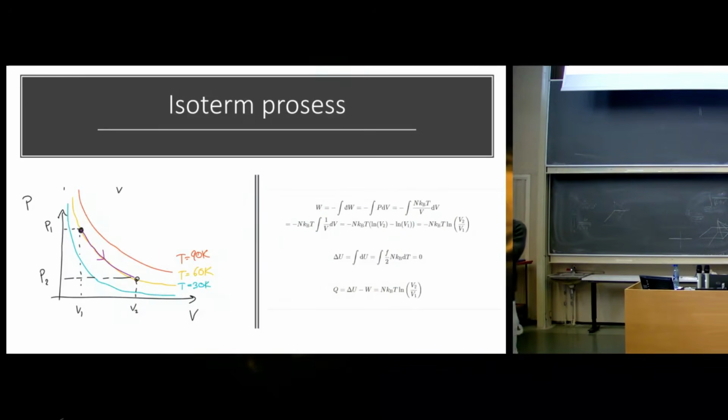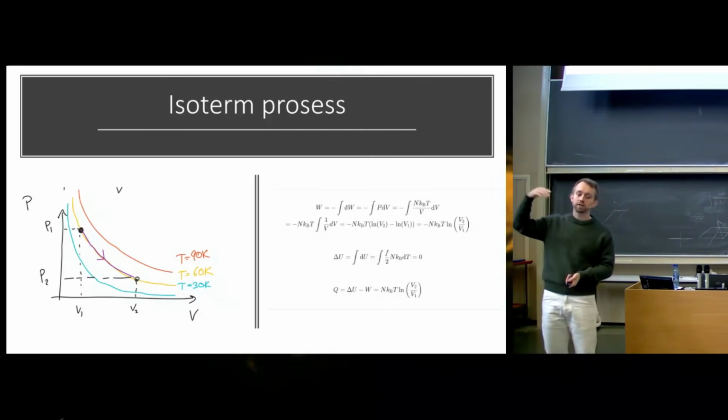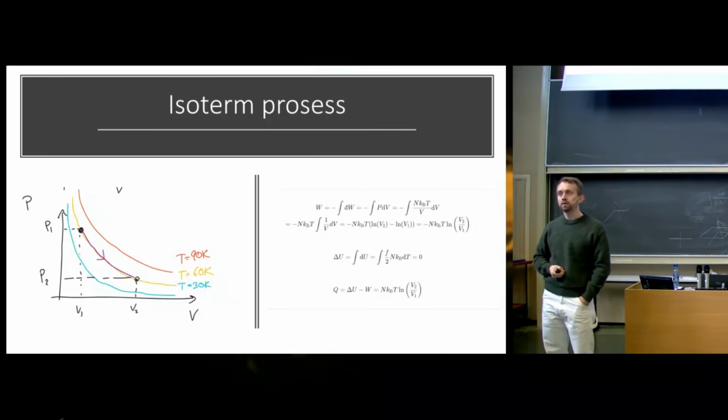In a PV diagram, it looks like this. So these lines here are called isotherms. They are lines along which the temperature is the same. And so when the gas is expanding along this isotherm, it goes from P1V1 to P2V2, and the temperature is kept constant here at 60 Kelvin. And we can do the same thing. We can calculate what is the work done on the gas in this process. We can calculate the change in internal energy, and we can calculate the heat done, right?